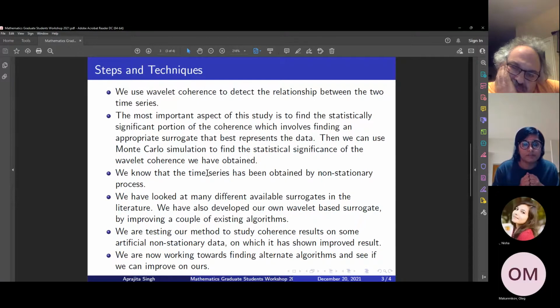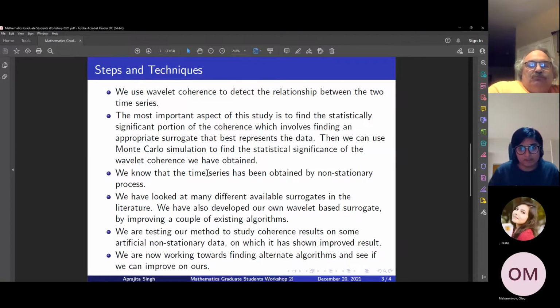The one thing that we know about our time series, about our data, is that they have been obtained by a non-stationary process. A lot of different methods exist in the literature to find surrogates for many different types of processes. There are some for non-stationary processes as well, but most of them are for stationary processes. So, to start with, we've looked at many different available surrogates in the literature. At this point of time, we've also developed our own wavelet-based surrogate.